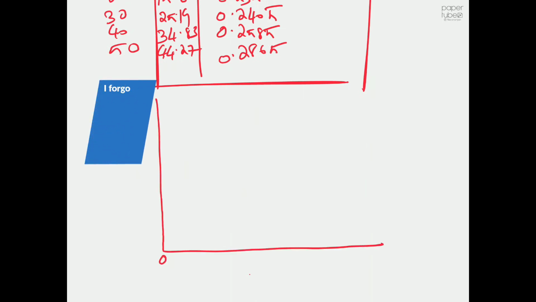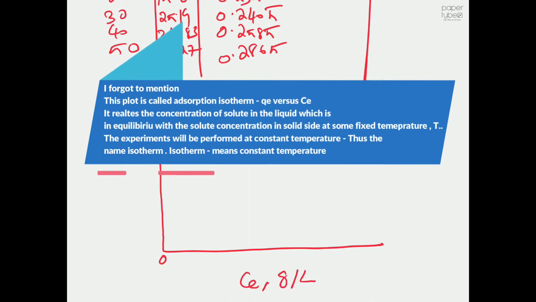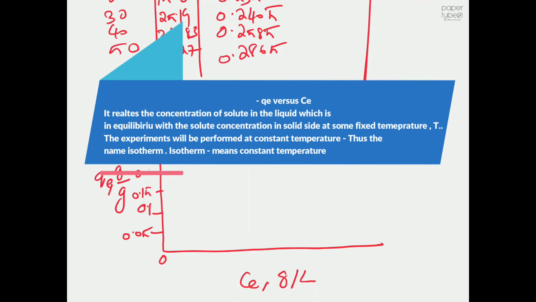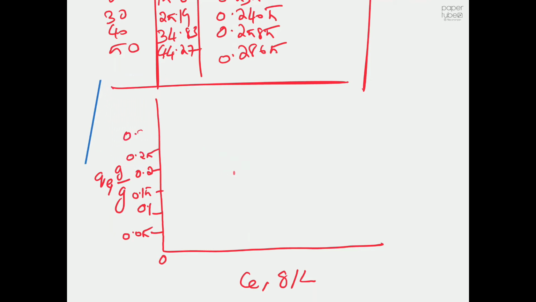So let's put 0 here. You have equilibrium concentration on the x-axis, and the amount adsorbed, expressed in grams of solute adsorbed per gram of your adsorbent, on the y-axis. So let's put something like 0.05, 0.1, 0.15, 0.2, 0.25, 0.3, and let's say 10, 20, 30, 40, and 50.